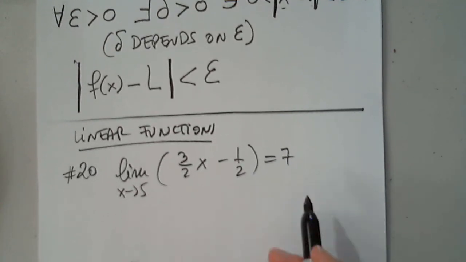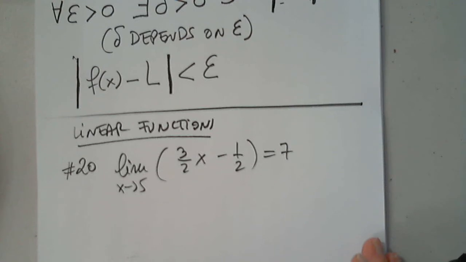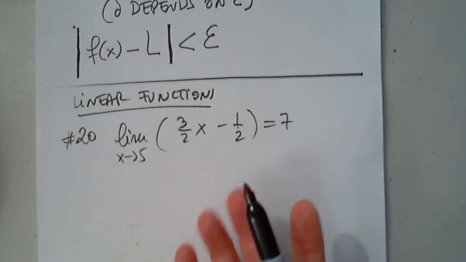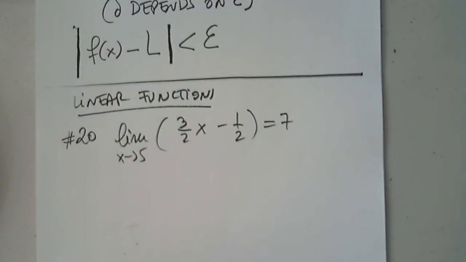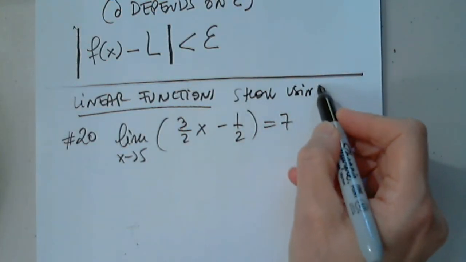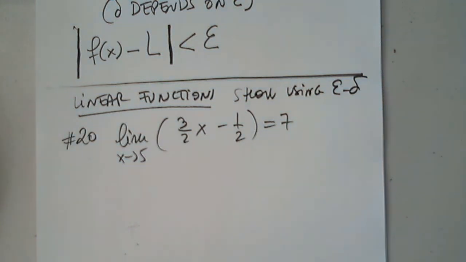So first of all, is it true? What if it's wrong? When I start trying to find something that doesn't exist. So how do I know? How do I check whether this is true before I present the epsilon delta? So show, using epsilon delta definition.